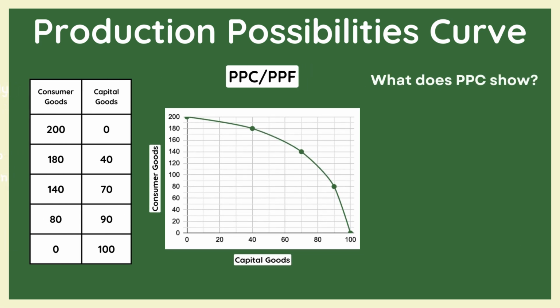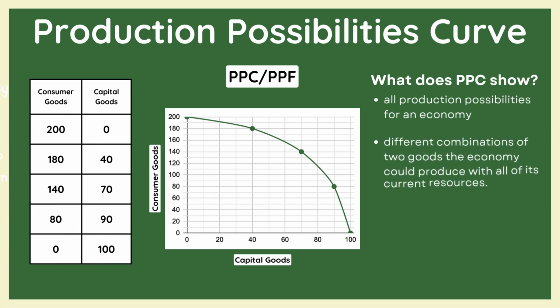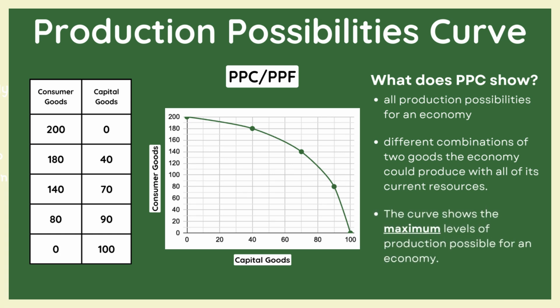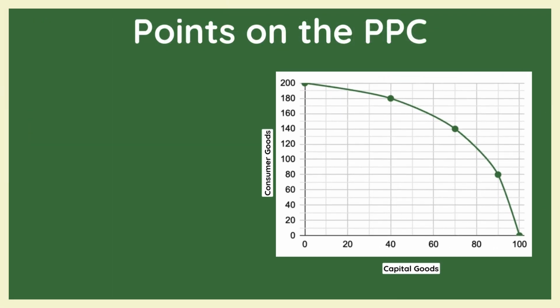This chart presents all the production possibilities for an economy that produces consumer and capital goods. It shows the different combinations of consumer and capital goods the economy could produce with all of its current resources. The curve represents the maximum levels of production possible for this economy. Let's talk about the meaning of different points on the PPC.